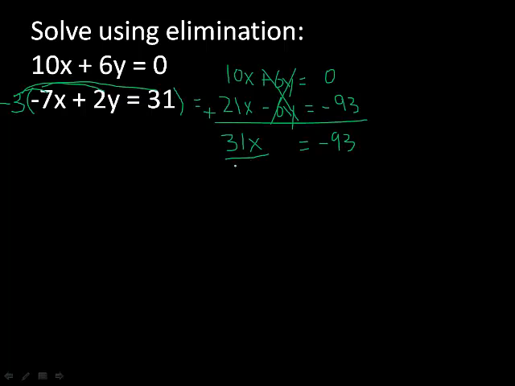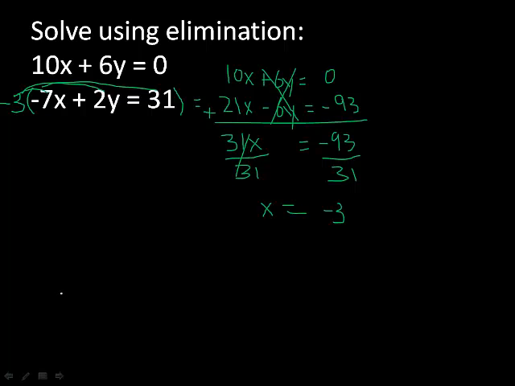To get the x alone, I'm going to divide by 31 on both sides. On the left side, 31 divided by 31 is 1, so we cancel it out. On the right side, negative 93 divided by 31 is negative 3. That means our x value is negative 3.